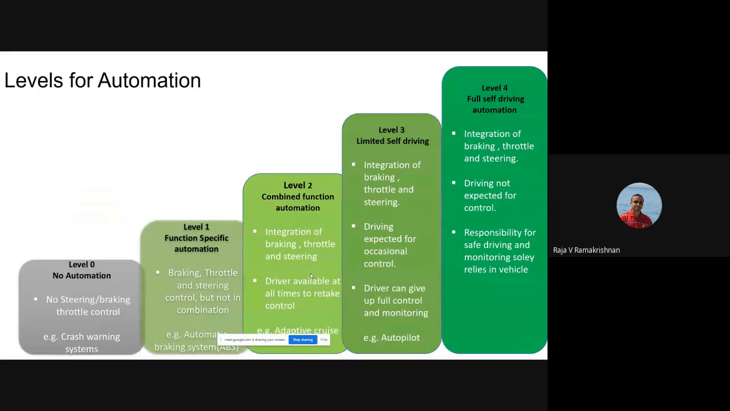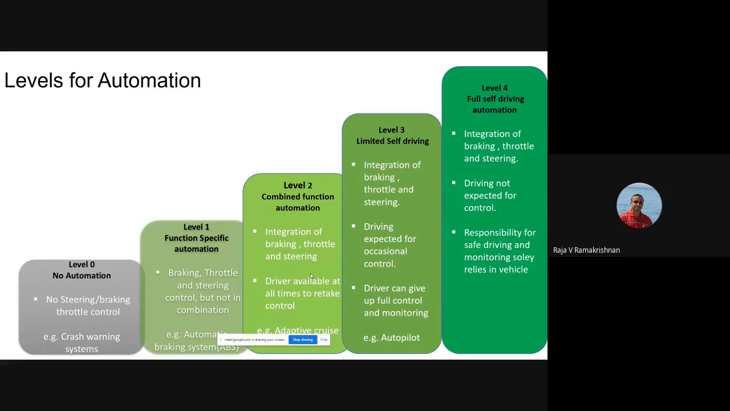Now, that's where we have different types of automation in our vehicle. There are level 0 to level 4, and I know there's a level 5 coming up now. But if I put autonomy into 4 levels, level 0 is what we call no automation. All our vehicles today have this. That means there's no steering, braking, or throttle control, only a warning. If something fails, there's a warning and we shut down the system, like a crash warning system.